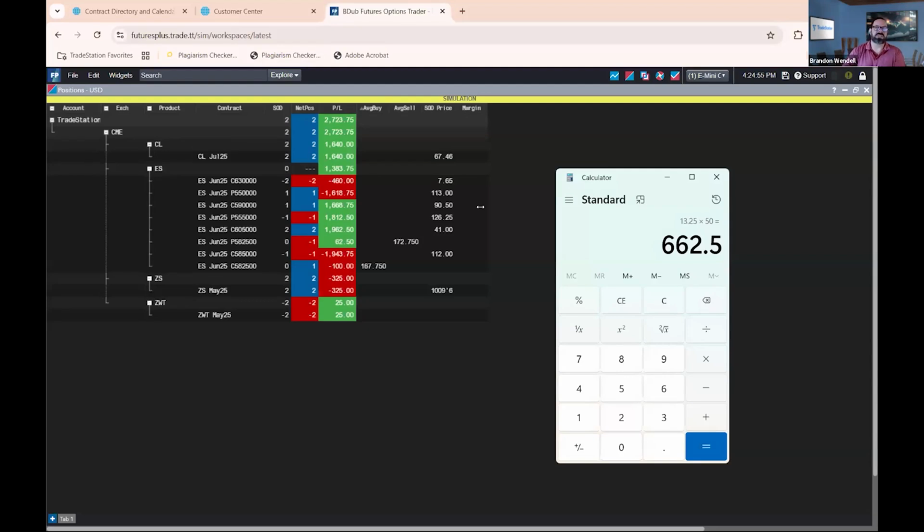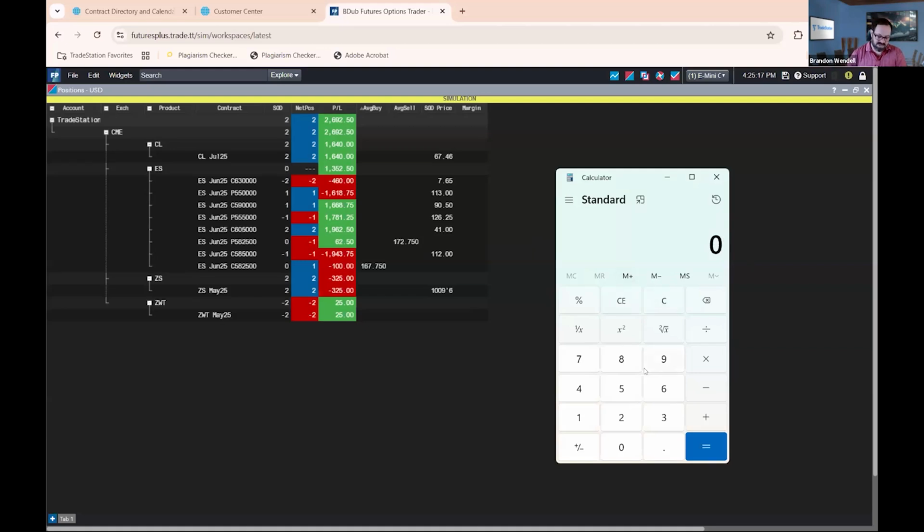My maximum risk is the difference between those two strikes, which is only 50 points, minus the premium I collected, which is 13 and a quarter points. Now, it sounds kind of weird when you think about it, because again, let me write this down so I don't forget. It was 662.50. That's how much I collected total.